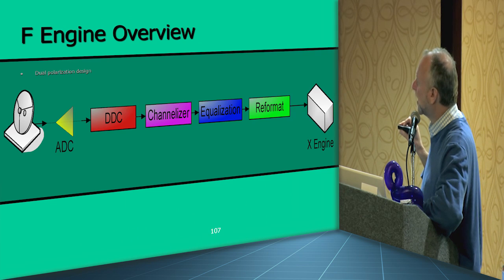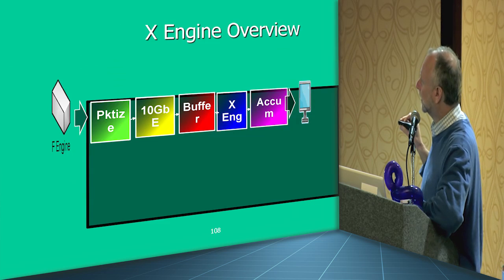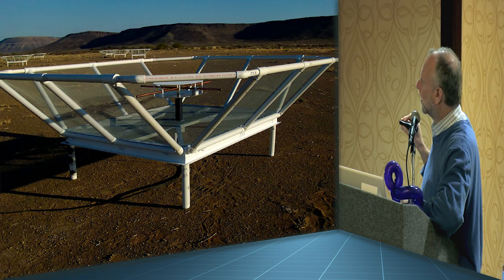I think I showed you a lot of this stuff. I'm going to skip some of these details of how the F engine and the X engine work. These are some of the things we've been building with these big correlators.